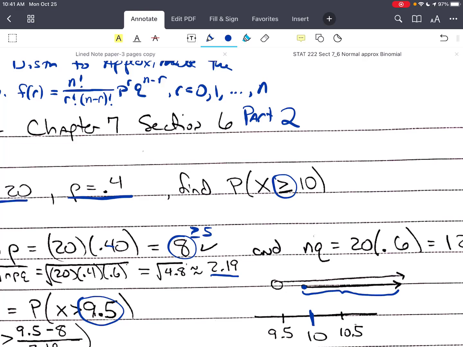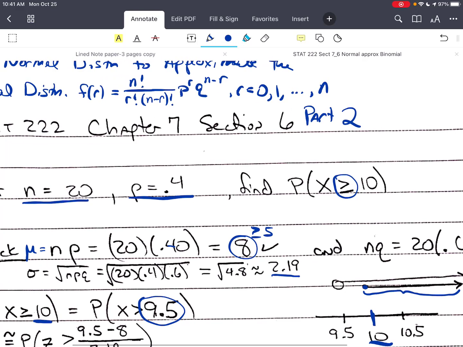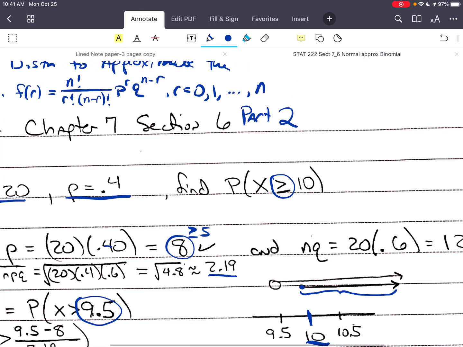Well, we'll never use the value that we're looking for. Whatever this value is, we never use it. We use a value either above or below it. That is the continuity correction. We're either going to subtract 0.5 or add 0.5 to this value. All right? So which do we need to do? Well, we're going to have to move either to 10.5 or to 9.5.